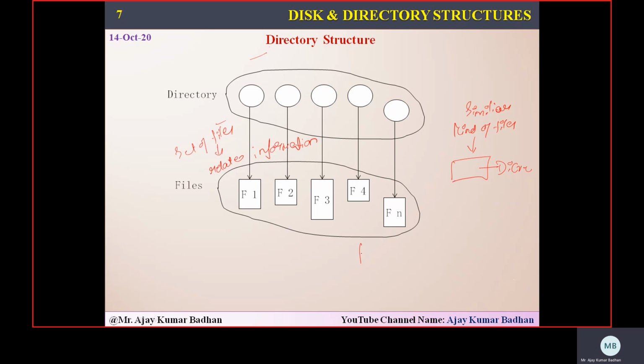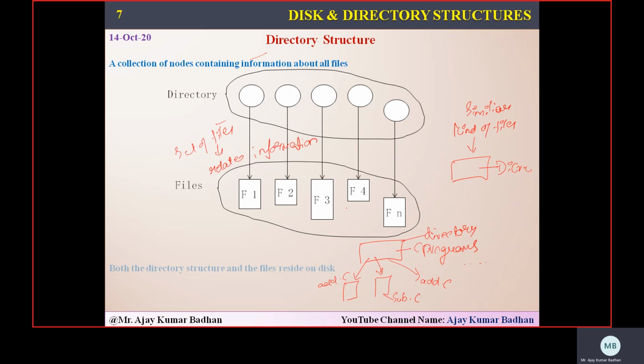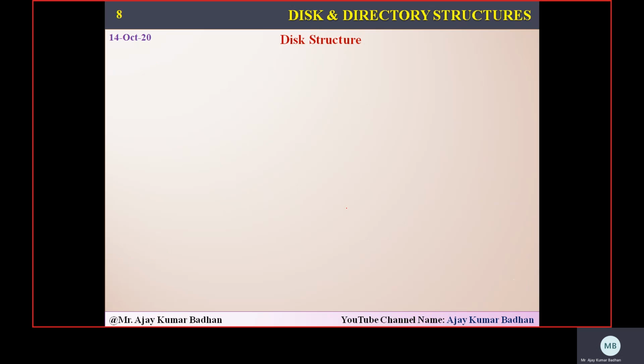The best example I gave you: we created a directory called C program. It will consist of related files like add.c, subtract.c, addition.c, and so on, multiple programs. That is what directory structures mean here. This is how we represent it: file 1 is present in one directory, file 2 in a different directory. These will be residing on the disk also.